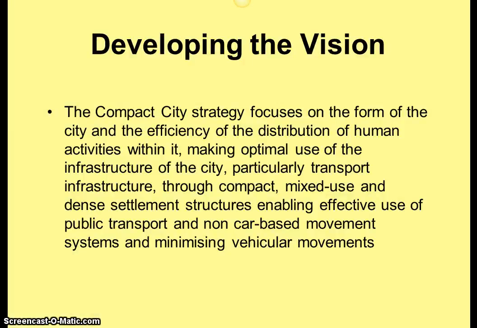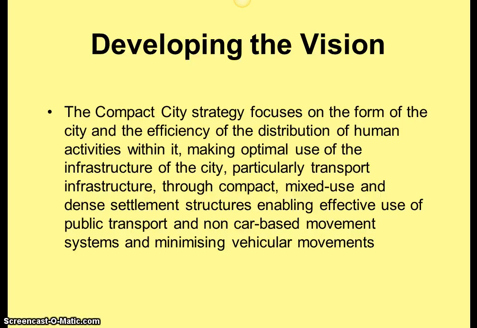Developing the vision, of course, when we plan our city, when we plan our development, we have to put our vision first. First, the compact city strategy focuses on the form of the city and the efficiency of the distribution of human activities within it, making optimal use of the infrastructure of the city, particularly transport infrastructure, through a compact, mixed-use and dense settlement structure, enabling effective use of public transport and non-car-based movement systems, and minimizing vehicular movement.